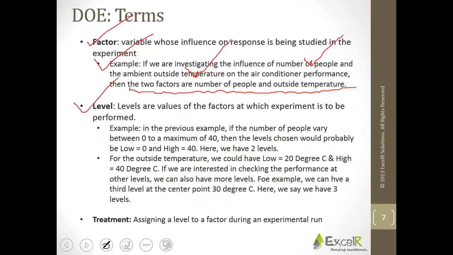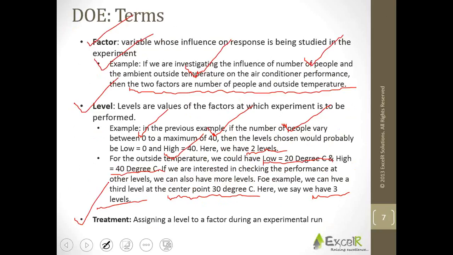For example, if you look into number of people, minimum is 2, maximum is 40. So we have two levels. Outside temperature, low and high, right? You have two levels. However, if you have a center point or some other point, 30 degrees, then we can say that we have three levels.